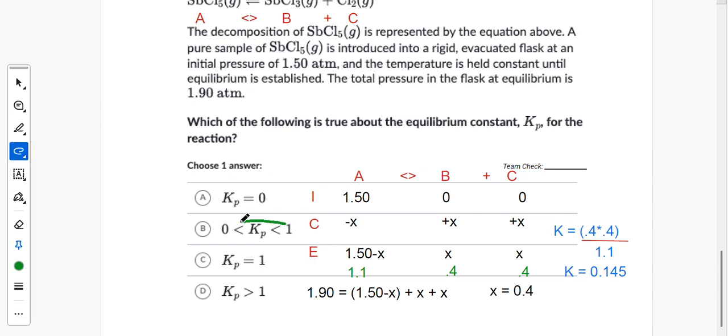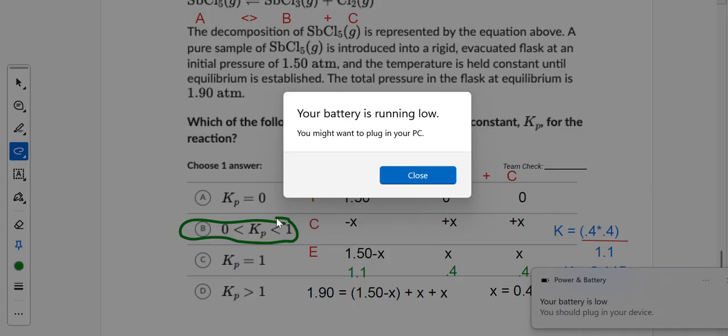I got value B on this one right here, okay? Because it's between 0 and 1.